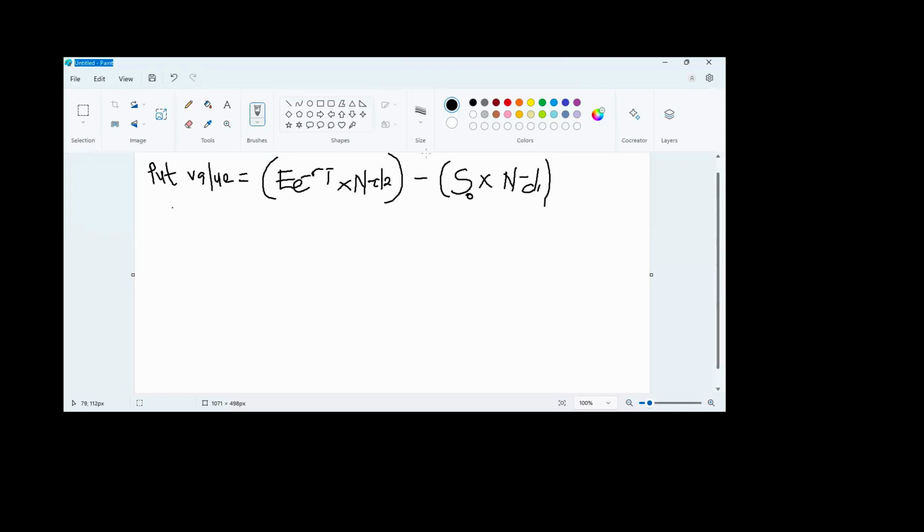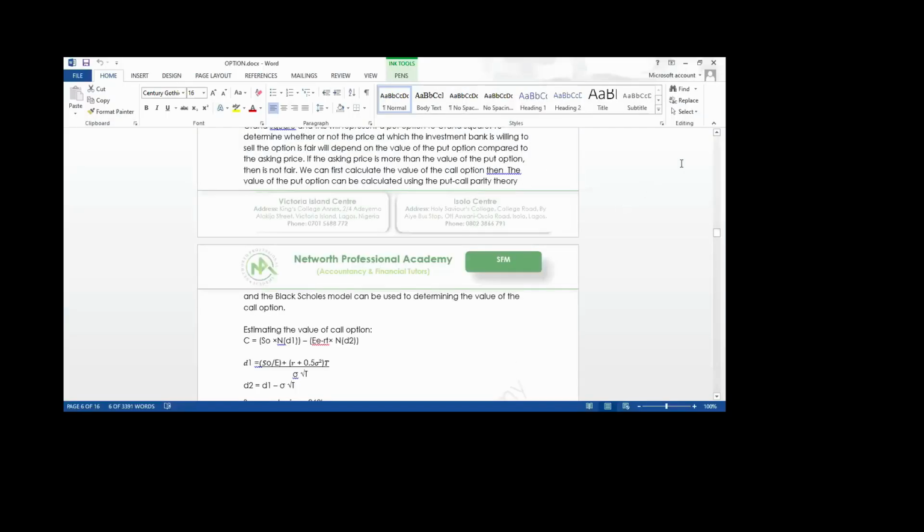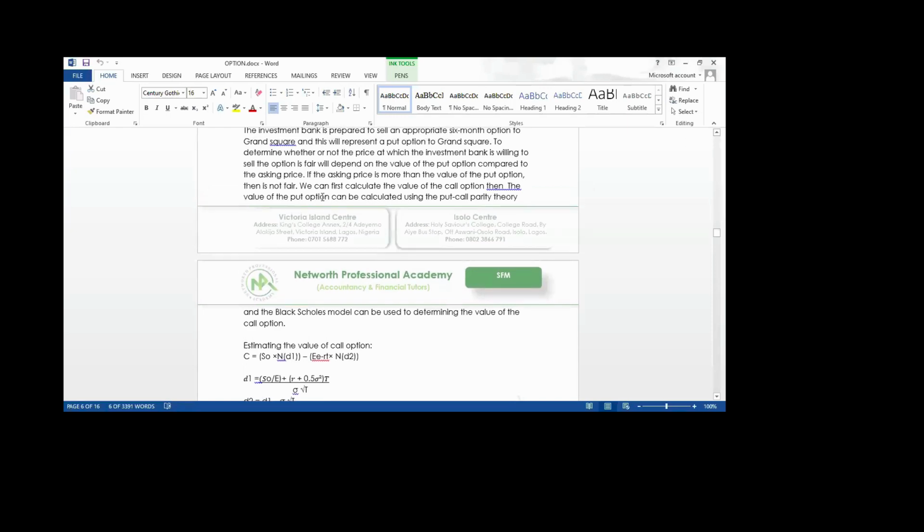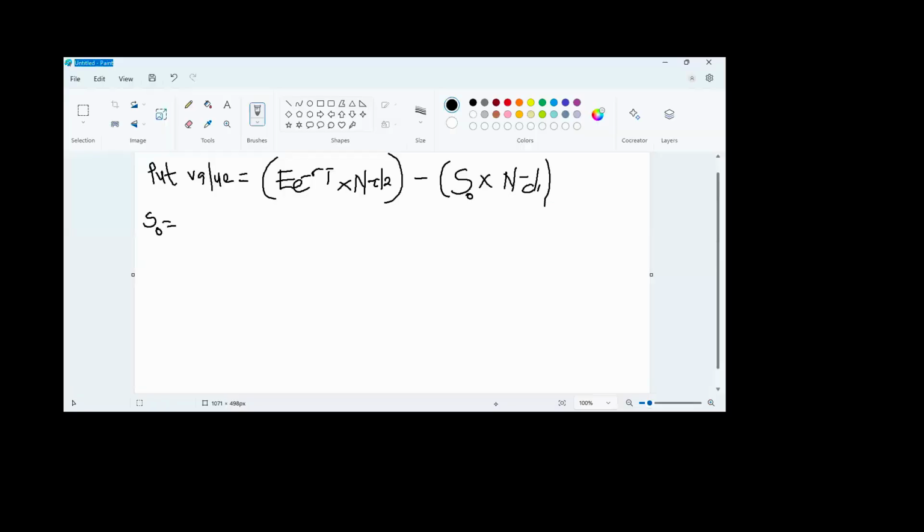Then define your variables. Your XO is the current stock price. Look at the question. What is the current stock price? 360 kobo. Your capital letter E is the exercise price. What is the exercise price? The question says the company can tolerate 5% reduction in share price. The company can protect itself.